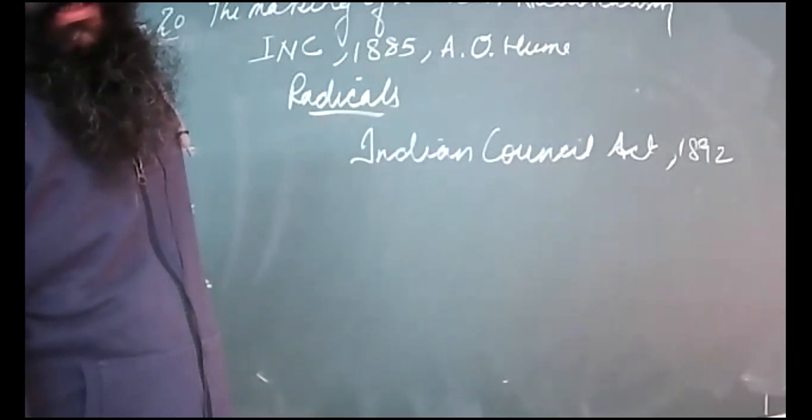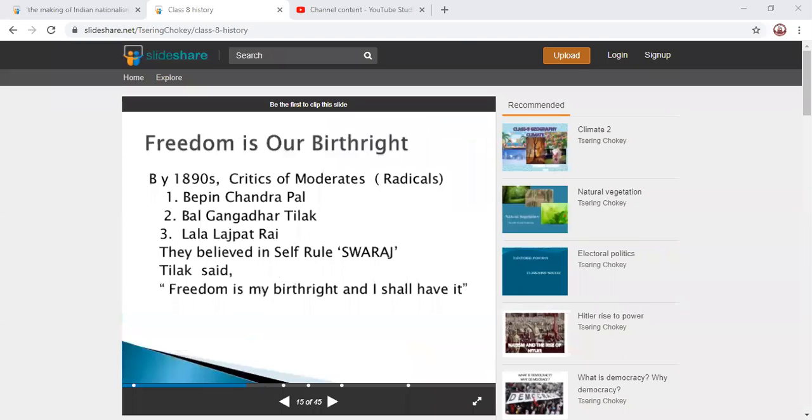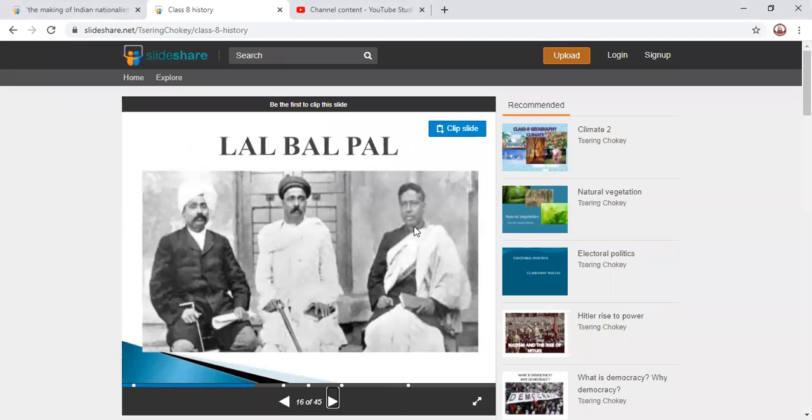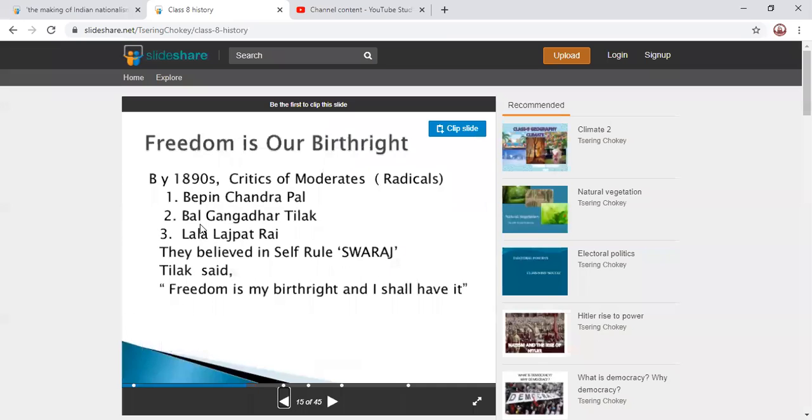Such leaders were Bipin Chandra Pal. Combinedly, all these three are called Lal Bal Pal: Lala Lajpat Rai, Bal Gangadhar Tilak, and Pal, Bipin Chandra Pal. And Aurobindo Ghosh, another radical.